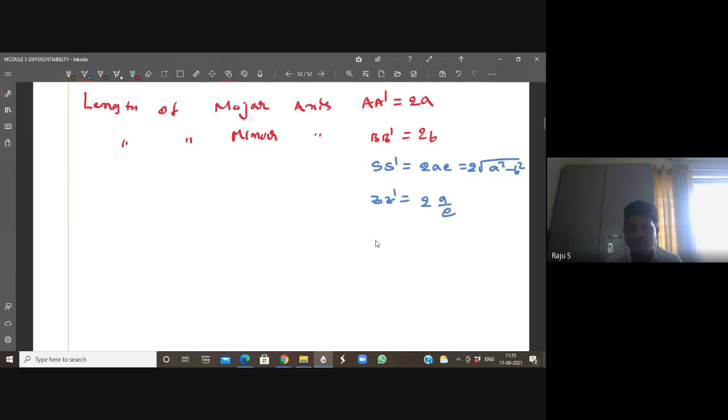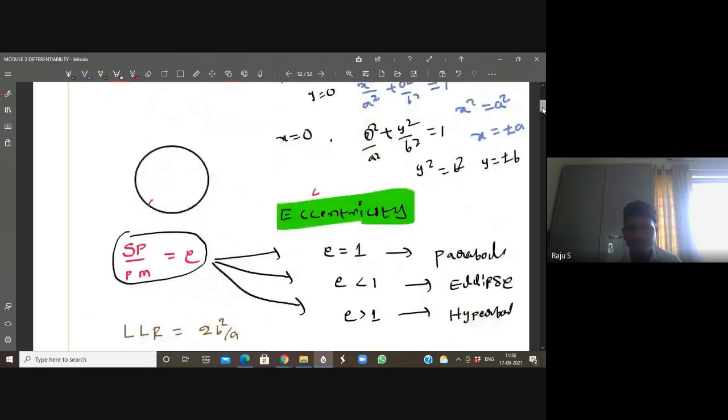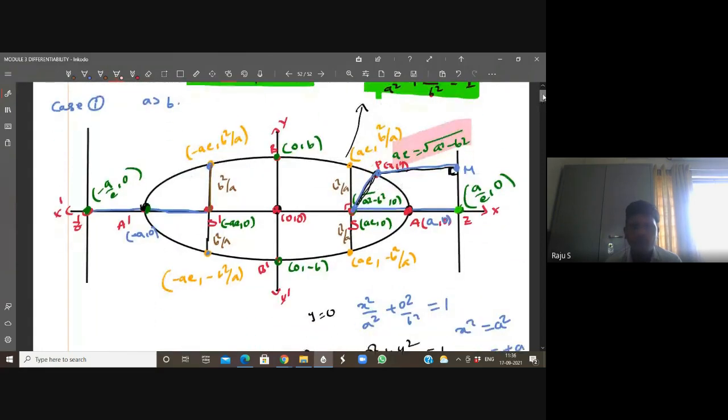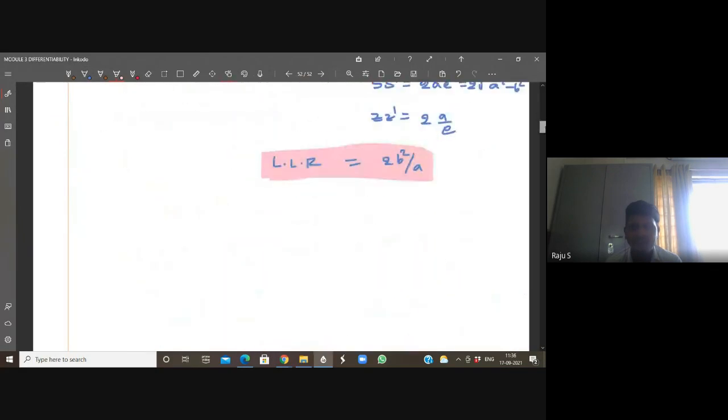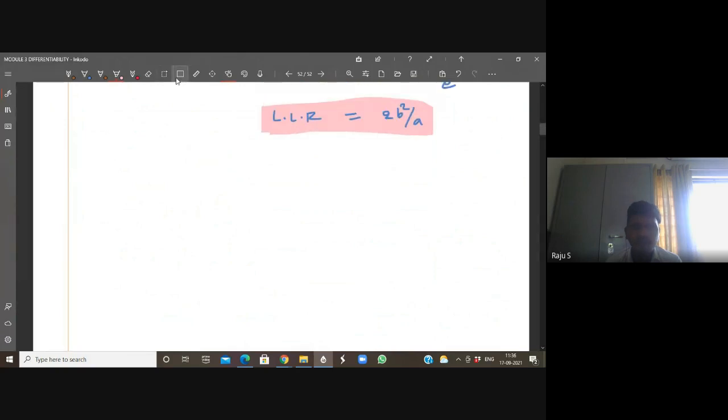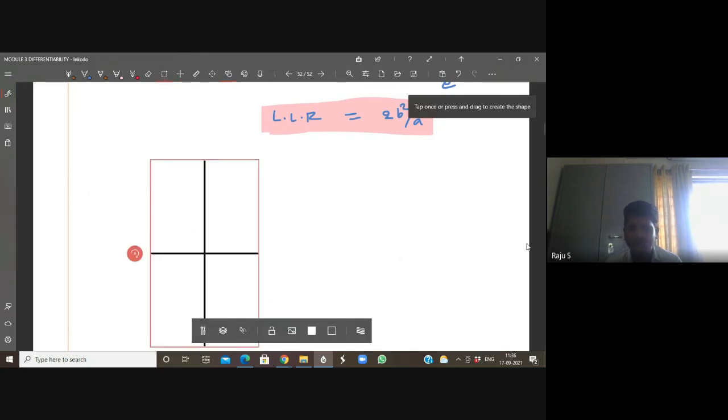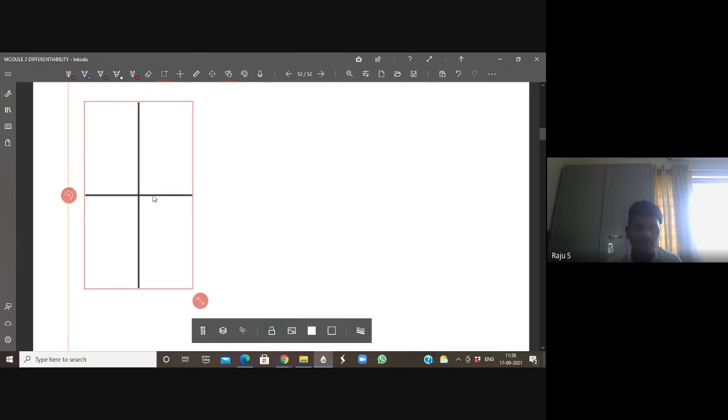And what is LLR? Length of the latus rectum: 2b square by a. Everyone remember this length of the latus rectum. In a parabola it is 4a, that is fixed. Here it is 2b square by a. Clear, students? There are two cases. This is about a greater than b. If a is lesser than b, I'm going to draw the graph of a lesser than b. Then you tell me what the focus is, what the LLR is.